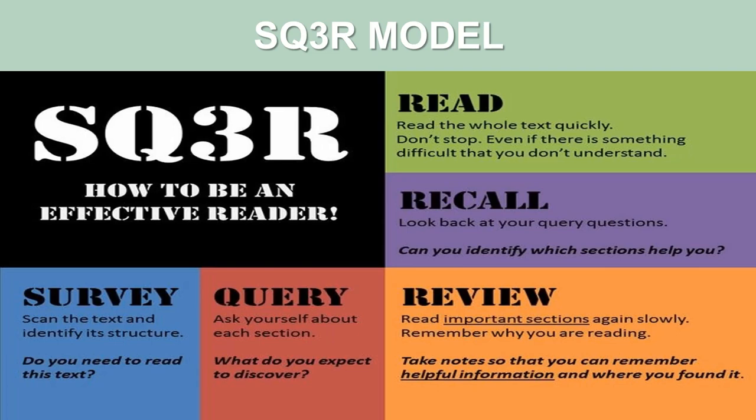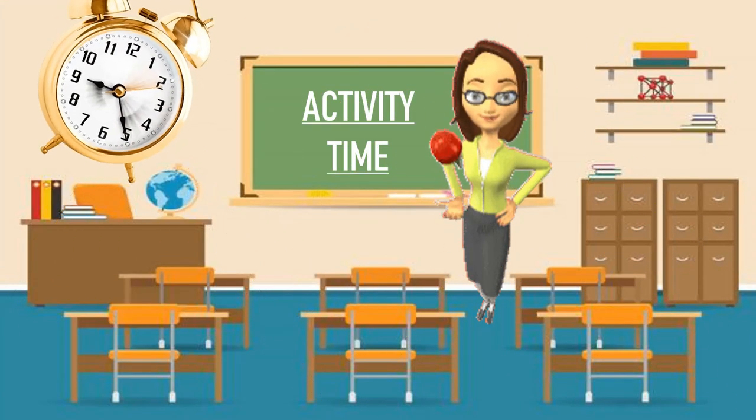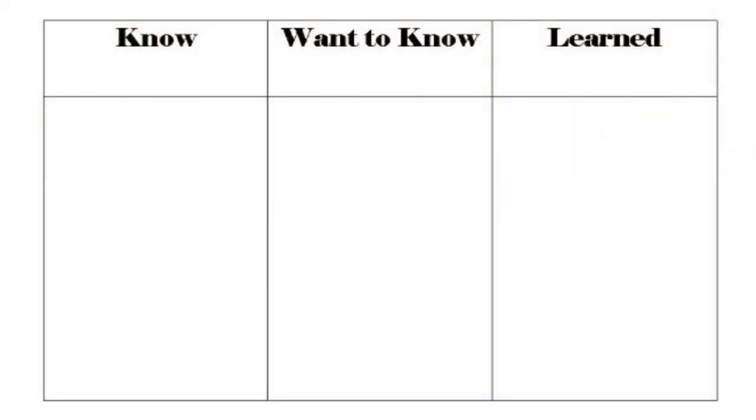Okay, and for recall, you have to look back at your query questions, then identify which sections help you. And the last one we have review. You have to read important sections again slowly and remember why you are reading. And also take notes so that you can remember helpful information and where you found it. Okay, and that's the SQ3R model. Now let's have another activity. So I want you to get another paper and then draw this one in your paper.